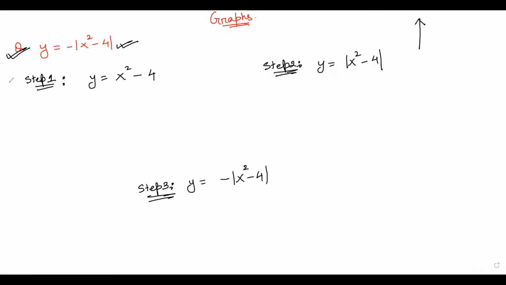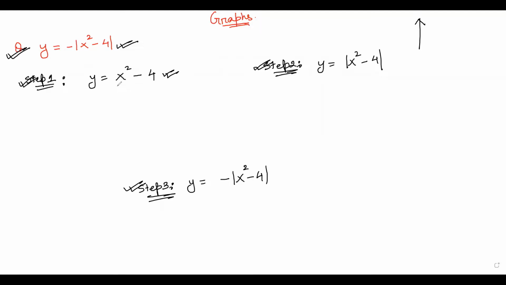So if we go step by step, step 1 would be to draw the graph for y equal to x square minus 4. Step 2 would be to draw the graph of y equal to mod of x square minus 4. And finally, step 3 would be to draw the graph of y equal to minus mod of x square minus 4. So first, let us try to draw the graph of x square minus 4.